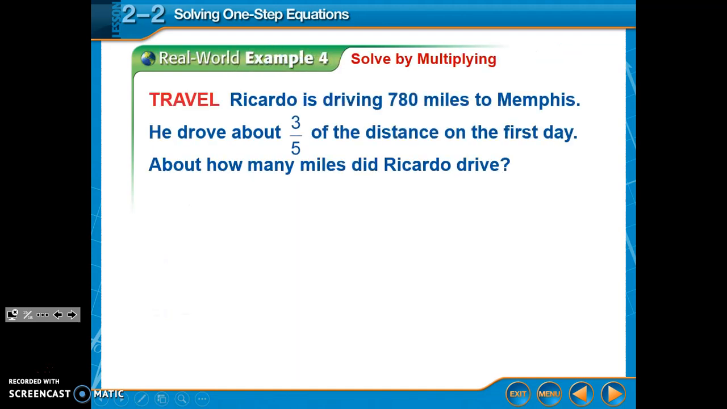Okay, example 4. Ricardo is driving 780 miles to Memphis. He drove about 3/5 of the distance on the first day. How many miles did Ricardo drive? Okay, so we're going to say that the whole distance that he needs to go is d. And he drove 3/5 of it on the first day. So 3/5 of, remember, of, that keyword there means that's multiplication. Okay?